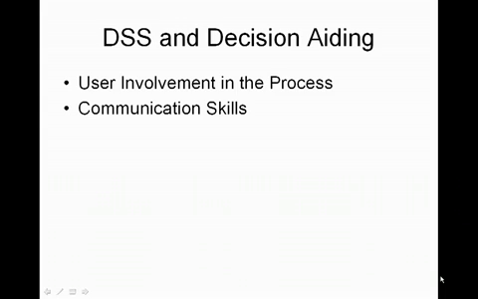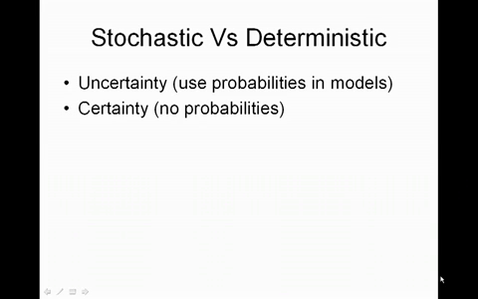Some vocabulary terms: stochastic versus deterministic. We're going to be working with both kinds of models in this class. Stochastic, dealing in the realm of uncertainty, and we're going to use probabilities. Deterministic problems, with the optimization, linear programming, dealing with certainty. There's no probabilities. So the first half of the class will be deterministic, the last half will be stochastic. We're also going to be discussing electronic commerce and dealing with some online tools as well.